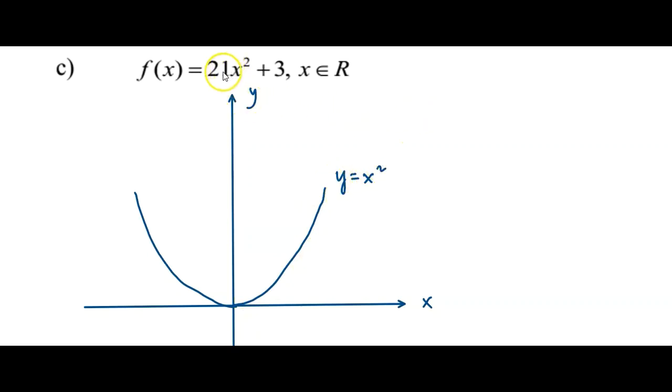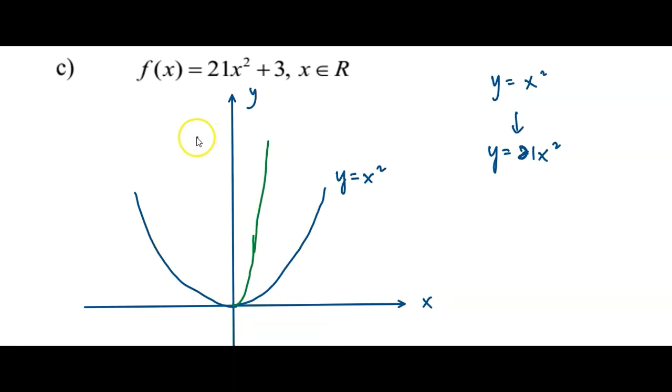From y equals x squared, I'm going to sketch y equals 21x squared. You can see that the coefficient of x squared goes from 1 to 21. So the graph will be much steeper compared to y equals x squared. It goes up very fast. It still passes through the origin, but the gradient is very steep.